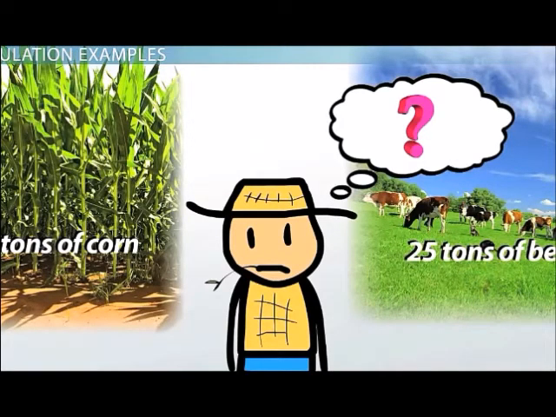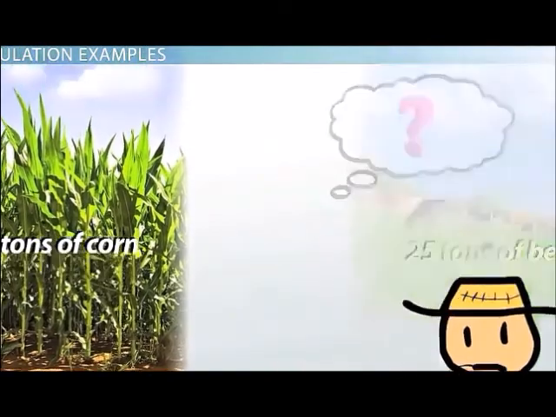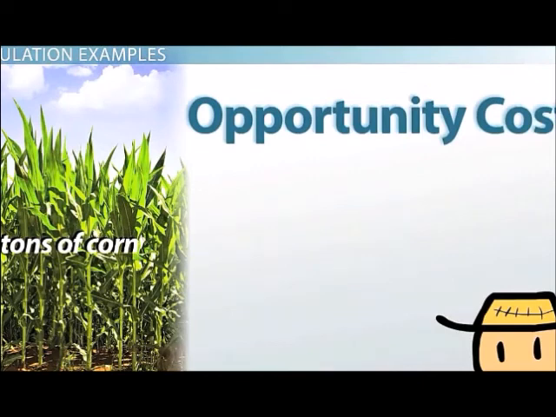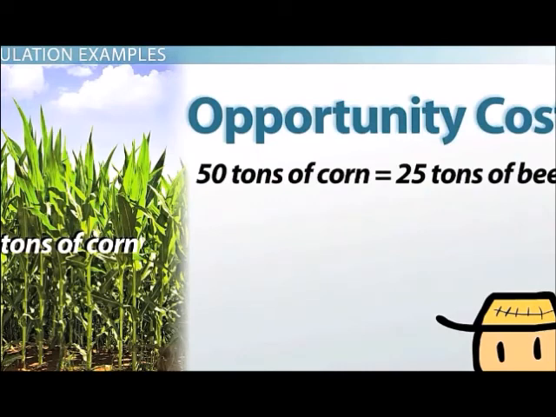Now we have all the information we need to calculate opportunity cost. But we need to know which opportunity costs we're trying to measure based on which possibility we want to choose. Let's start by looking at it from the corn perspective. The opportunity cost of producing 50 tons of corn is equal to how many tons of beef we could have produced, which of course is 25 tons. Therefore, the opportunity cost is found by solving this equation: 50 tons of corn equals 25 tons of beef.